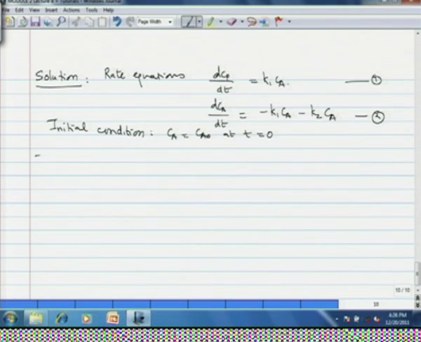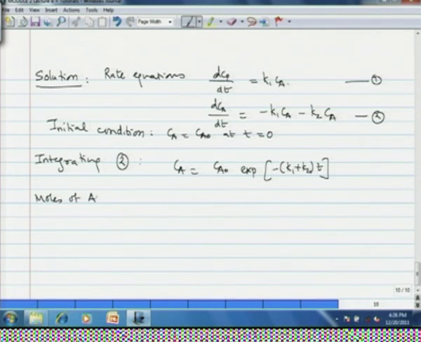Okay. So, well, you can integrate the second equation first, and then put that solution in the first equation. Okay. So, integrating equation 2, we get Ca equal to Ca naught exponential minus (K1 plus K2) into t. Okay. Now, moles of A converted are Ca naught minus Ca. Therefore, Ca naught into (1 minus exponential minus (K1 plus K2) into t).